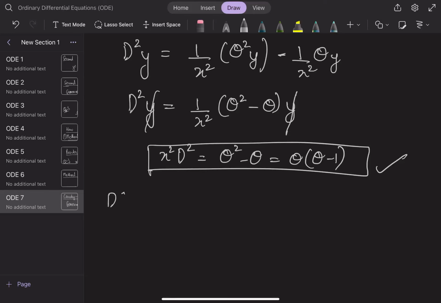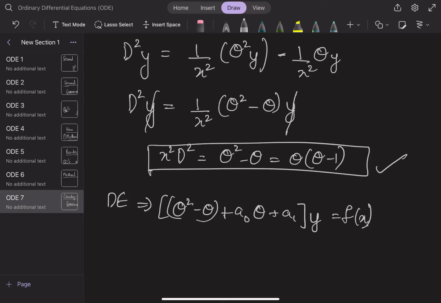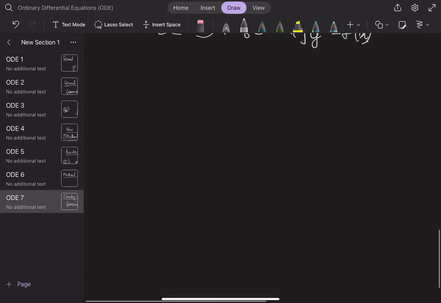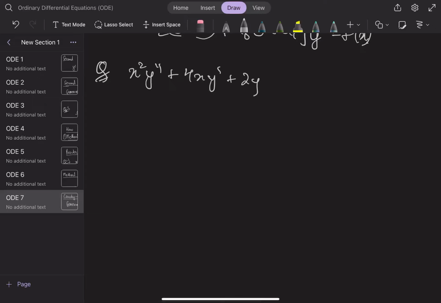So your differential equation basically gets converted into (theta square minus theta plus a naught theta plus a1) times y is equal to f(x). So these are a lot of notations, but once you do some examples it will become more clear. So let's start. So for example, let's take this question: x square y double dash plus 4x y dash plus 2y is equal to x square plus 1 by x square.